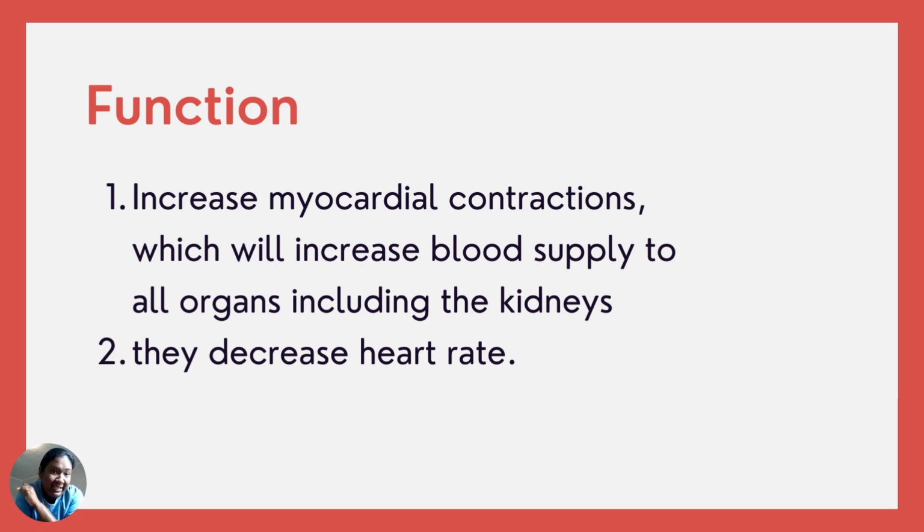And they also decrease the heart rate. How do they decrease it? Because they activate the parasympathetic nervous system and decrease the sympathetic tone. The heart rate increases when the sympathetic nervous system is activated, so they favor the parasympathetic nervous system, which causes a decrease in the heart rate. So this is the function of cardiac glycoside.